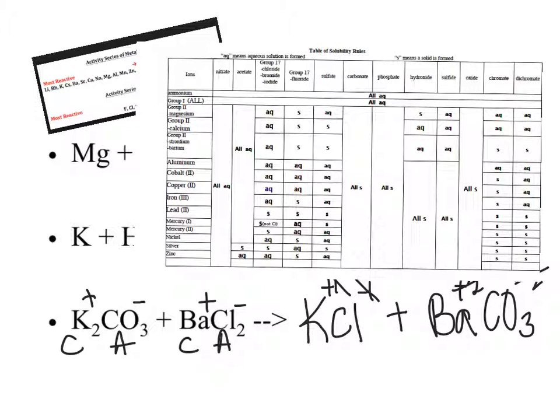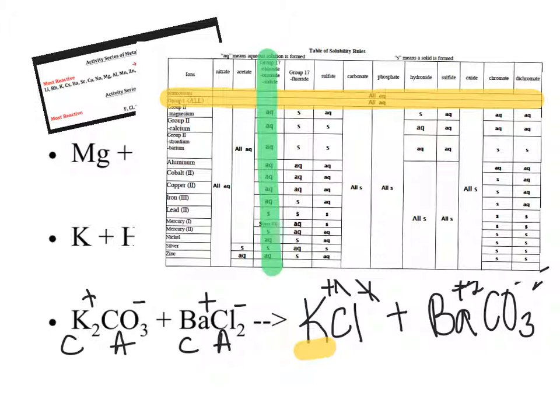So to use the solubility chart, we're going to find our first element, potassium, and potassium is in group 1. So I'm going to go over on group 1 and figure out where he meets up with chloride, and chloride is in group 17. So where do those crisscross? This is going to be aqueous.